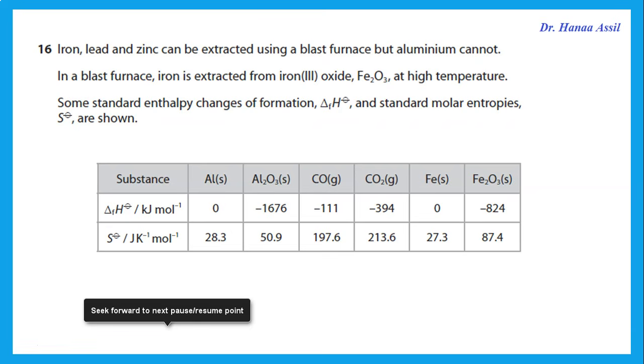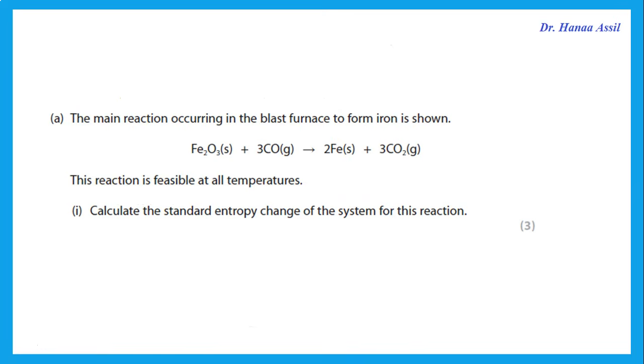Question 16 says iron, lead, and zinc can be extracted using a blast furnace, but aluminium cannot. In a blast furnace, iron is extracted from iron(III) oxide at high temperature. Some standard enthalpy changes of formation and standard molar entropies are shown in the table. The main reaction occurring in the blast furnace to form iron is this. This reaction is feasible at all temperatures. Calculate the standard entropy change of the system.